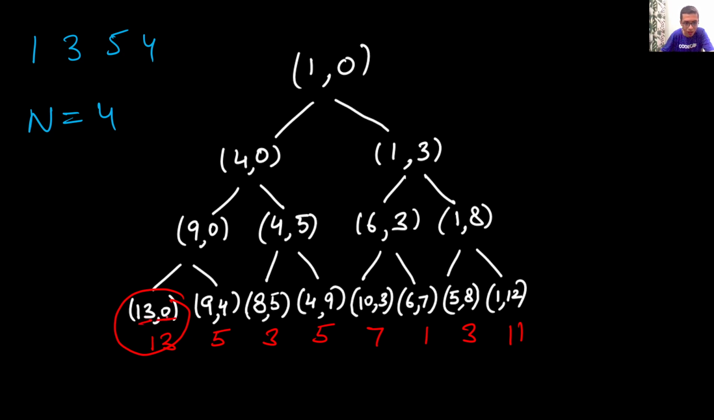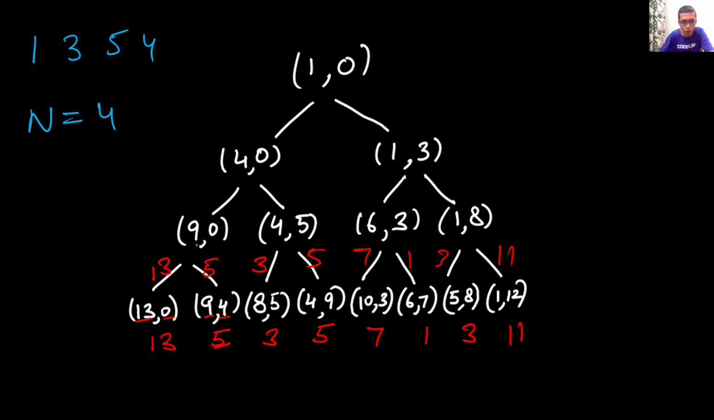13, 0. So over here, what is the difference of 13 and 0? The difference is 13. So this would return 13. What is the difference of 9, 4? It is 5. So this would return 5. Similarly, the difference of 8, 5 is 3. So this would return 3. 4, 9 is 5. 10, 3 is 7. 1, 3, 11, right? So these are the values that are returned by their respective functions, right?